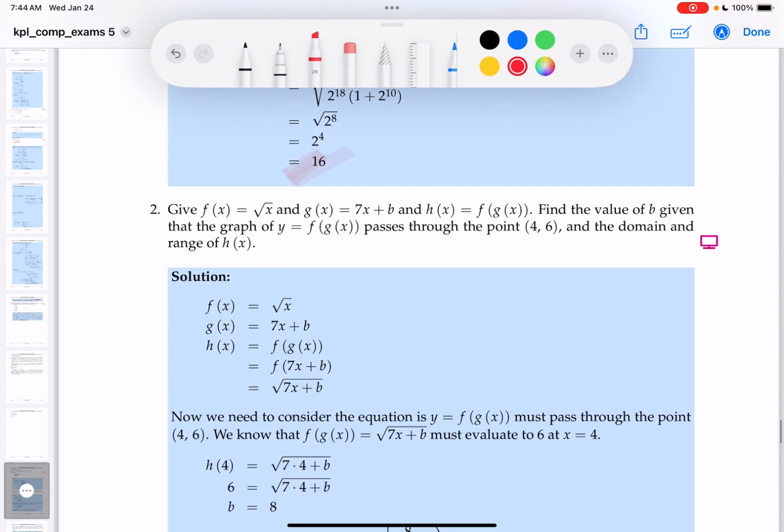Number two, again, looking at it, it's a fairly easy read, by the way. I see what they're saying. And it says, find the value of b given that the graph of y equals f of g of x passes through (2, 0.46), and the domain and range of h of x.